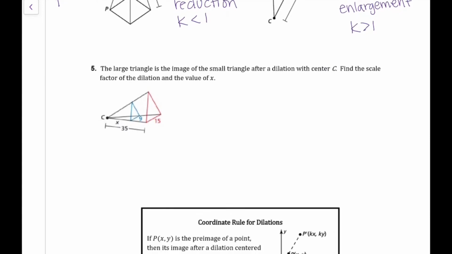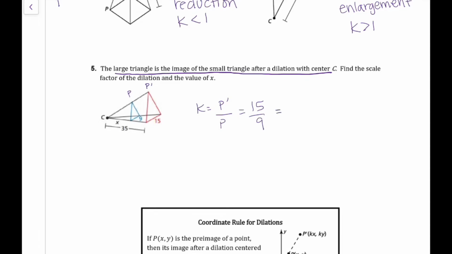On this next example, it says the large triangle is the image of the small triangle after a dilation. So the red image is our P prime. So we have 15 is our P prime over 9, okay? So we take our P prime divided by P, and we're going to reduce that. Okay, so 3 will go into 15 5 times. 3 goes into 9 3 times. So this is equal to 5/3.